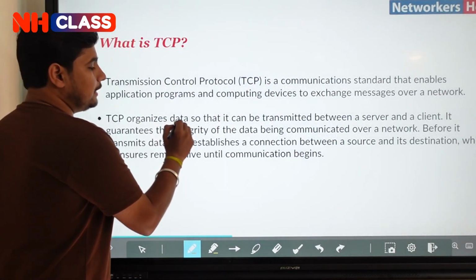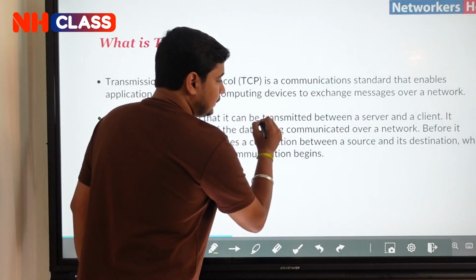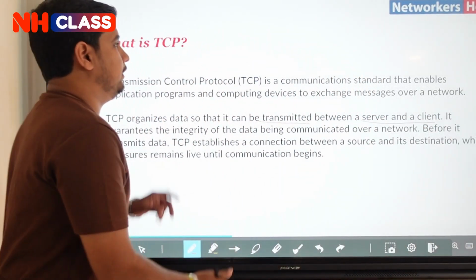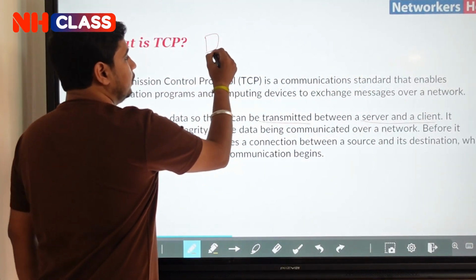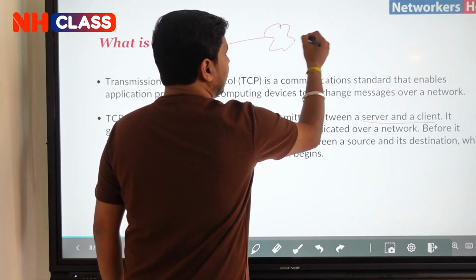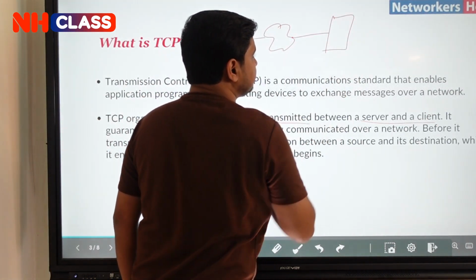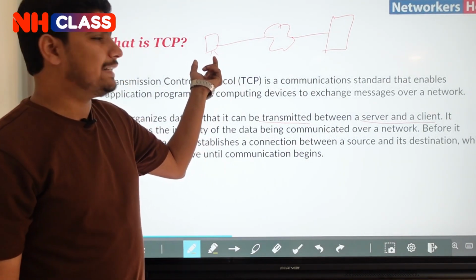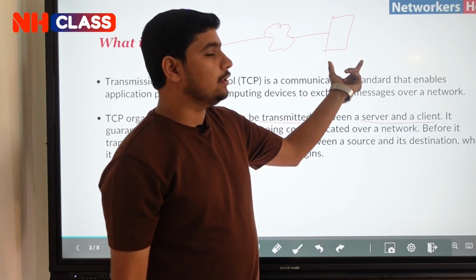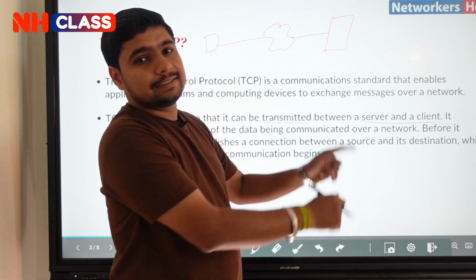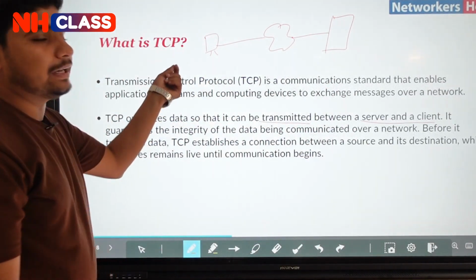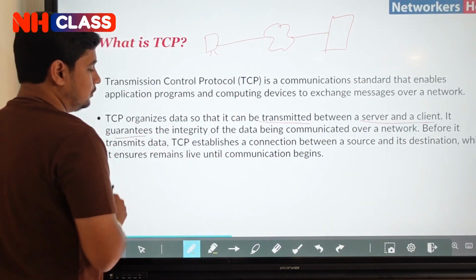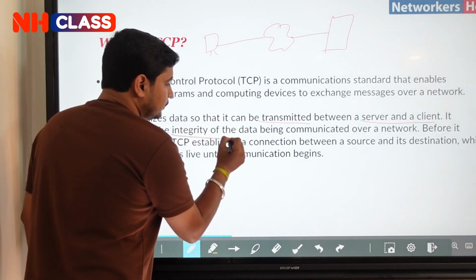So TCP organizes data so that it can be transmitted between a client and a server. Like here, you are connected with the internet and you want to access Facebook. You are acting as a client, and this is a server. Between both the client and server, if you want to exchange data, for that we need TCP. It guarantees the integrity of the data here.